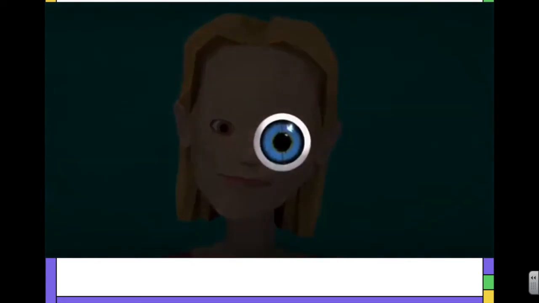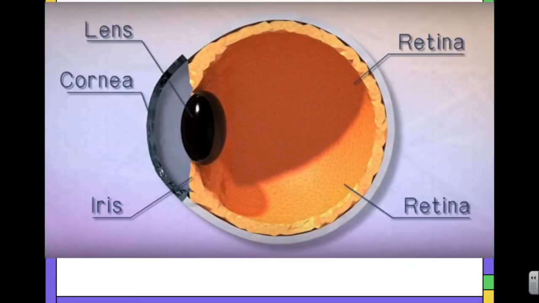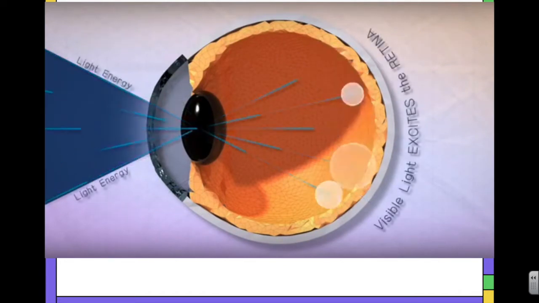The energy of light tells us how it will interact with matter, for example, the cells of our eyes. When we see, it's because the energy of light stimulates a receptor in our eye called the retina.